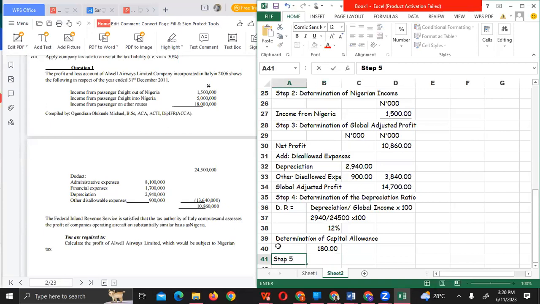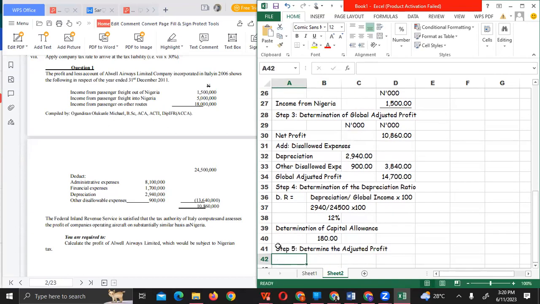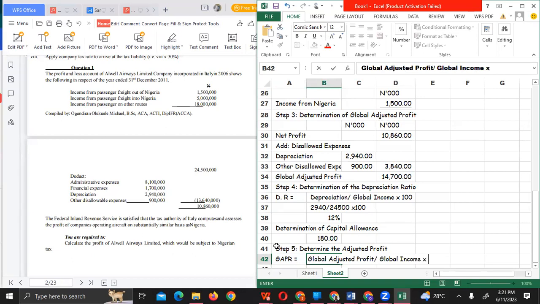Step five, determine the adjusted profit ratio. So to do that, I will first need to compute my global adjusted profit ratio. And that is global adjusted profit divided by global income, times 100.